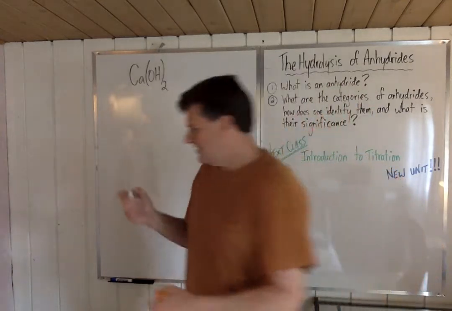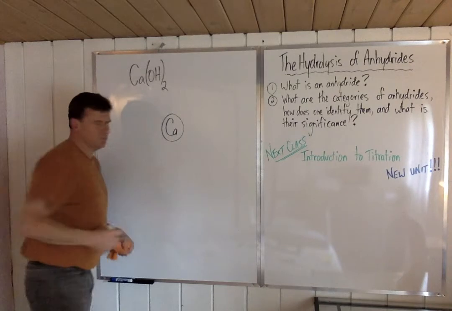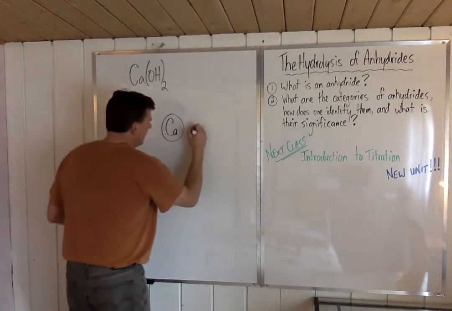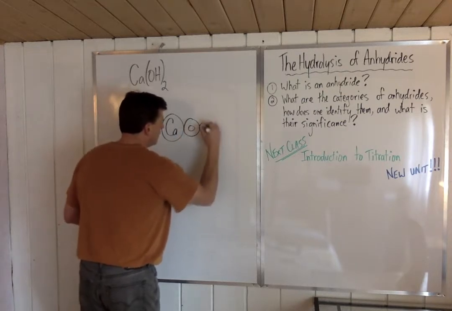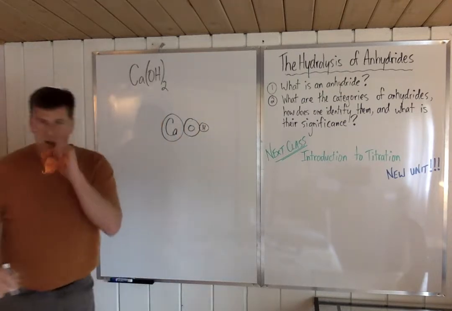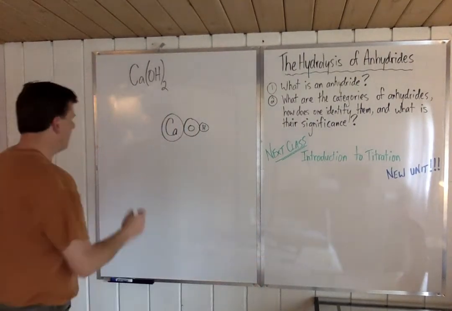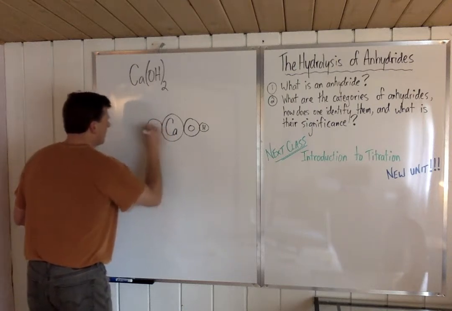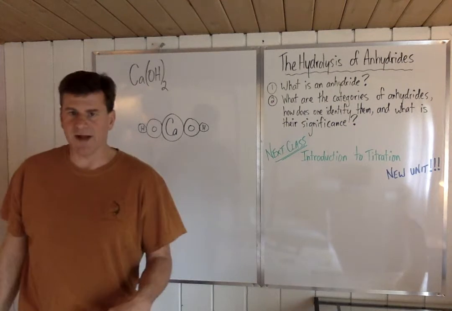If you can't quite see that, let me draw it for you. So here's a calcium. Pretend there's a calcium ion. Okay, so it's +2. And then I've got here, there's a hydroxide, OH, kind of hanging off of one side of the calcium. And then here would be another OH off the other side.